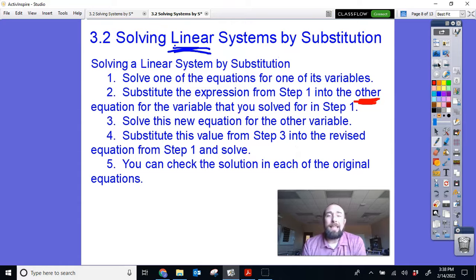Some people end up liking it the most. It's not my favorite. My favorite is the addition method because sometimes some equations are so ugly, even the substitution method's not fun. And so we'll look at another method tomorrow.